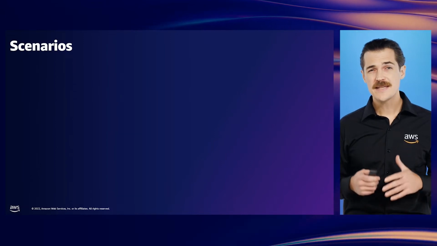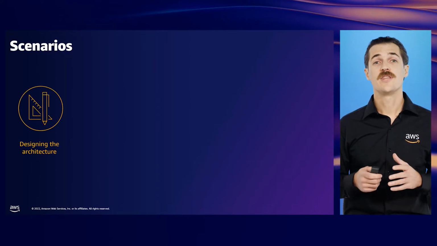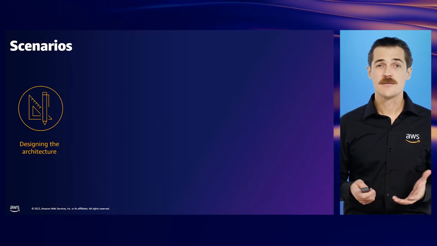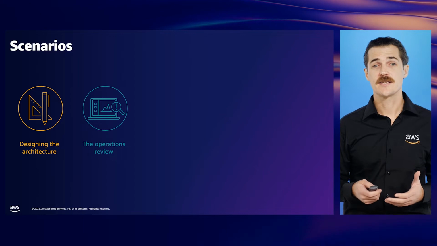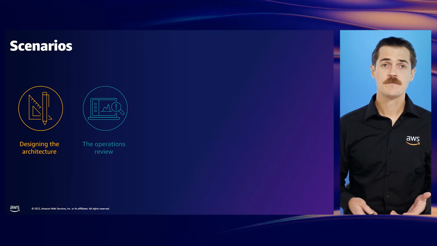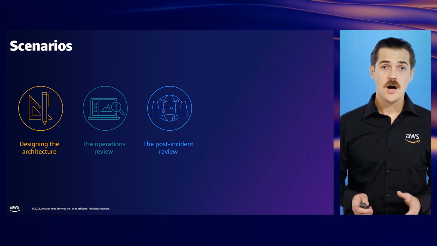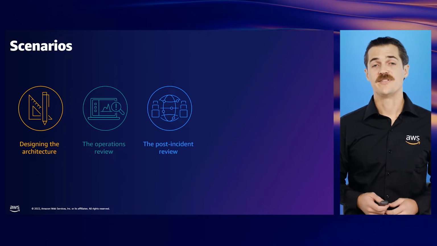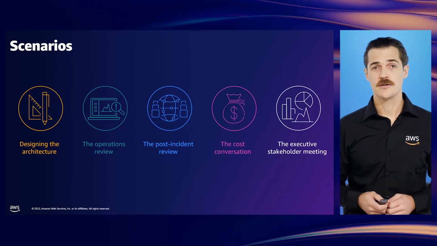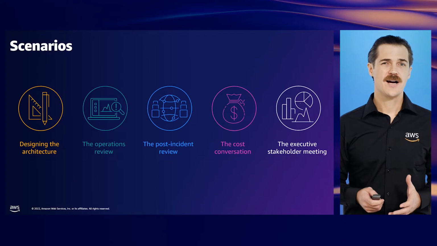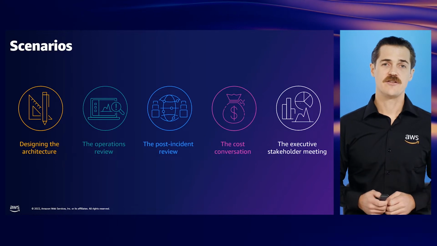So there are 5 key scenarios you'll encounter over the life cycle of a workload. First, we'll cover the architectural design phase, where architects spend most of their time. Next, we'll look at the operations review and see how architects can drive design improvements over time. At some point, you'll be asked to participate in a post-incident review. I'll tell you how architects can get involved and help the team. Finally, I'll cover cost discussions and meetings with executive stakeholders. These don't sound like they'd be the domain of the architect, but it's vital that you're able to earn the trust of your finance team and get executive buy-in for new initiatives.